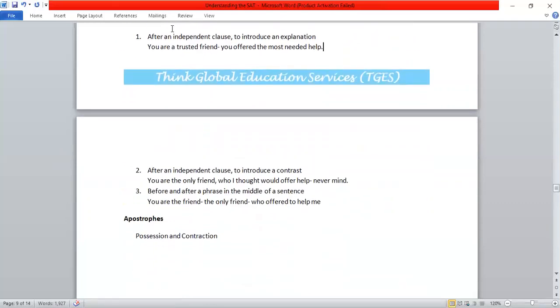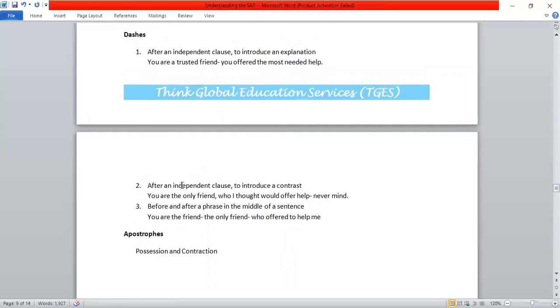Further, the dash can also be used after an independent clause to introduce a contrast. So it's not only explanation that you give. You can give a contrast also. So here you explained why you are a trusted friend. Here you're going to go against. You are the only friend who I thought would offer help. Complete sentence. You're the only friend who I thought would offer help. And then you said, never mind. Which means instead of making a complete sentence and saying, but you did not help me, you're just saying, never mind. That represents I've contrasted, that you did not help.